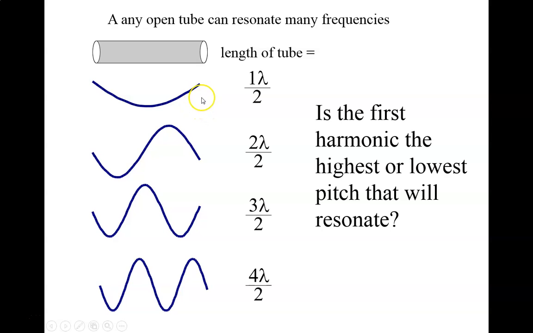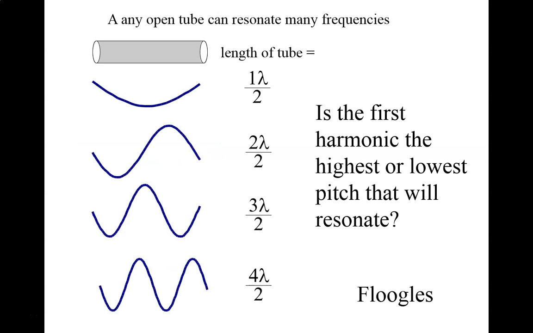Is the first harmonic the lowest pitch or the highest pitch frequency that will resonate in a given length of pipe? Well, it's the longest wavelength, and therefore long wavelengths are low frequencies. So the fundamental harmonic is the lowest frequency wave that will resonate in a length of pipe.